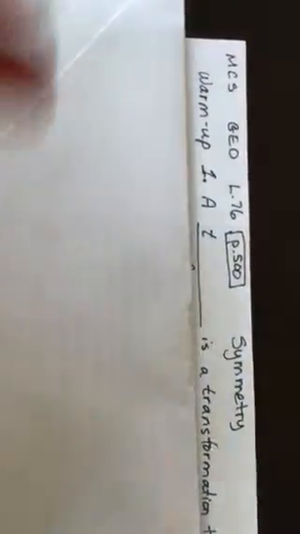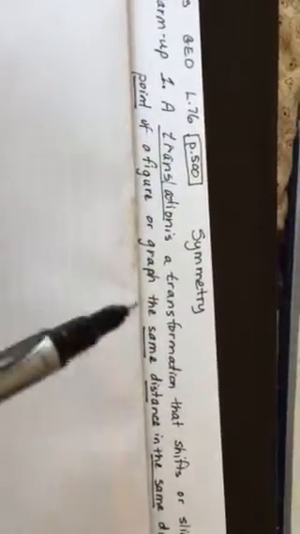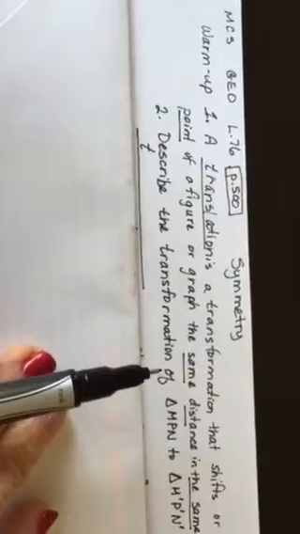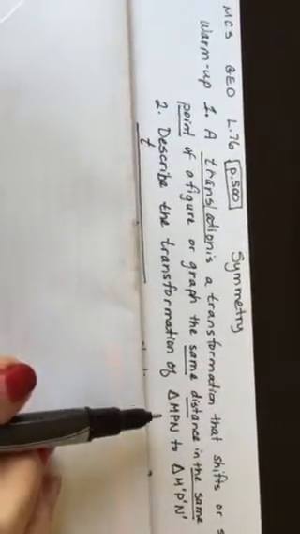Welcome back. Warm-up. Let's see if your answers go. A translation is a transformation that shifts or slides every point of a figure or graph the same distance in the same direction. Number 2 is describe the transformation of triangle MPN to triangle M'P'N'.